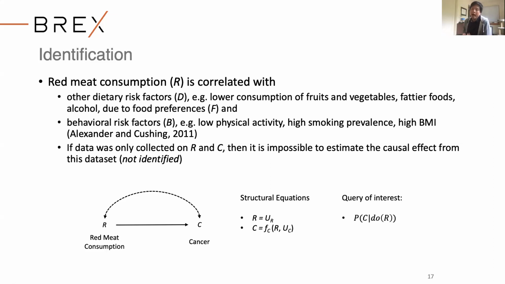So I don't know how much of this correlation is due to the effect of red meat on cancer versus this confounding relationship. We call this the problem of identification. Like, can we estimate the causal quantity from data? And if so, how? In this case, the answer is you just cannot, because there's no way for me to disentangle these two contributors to the correlation and understand how much of it is due to red meat on cancer. So we'd say it's not identified.